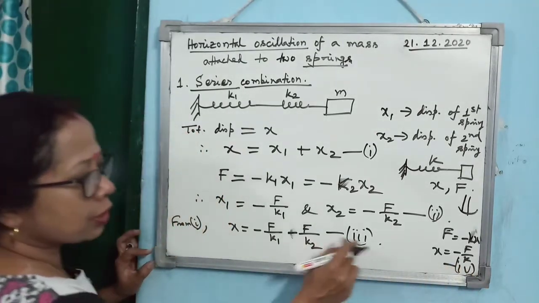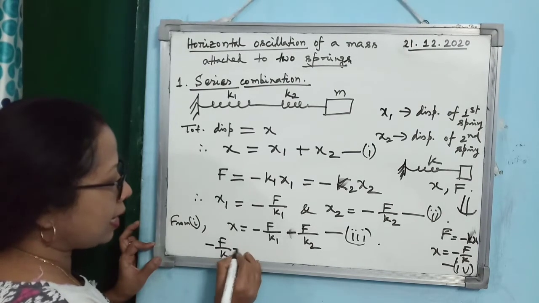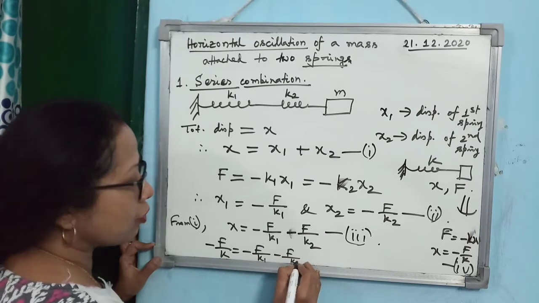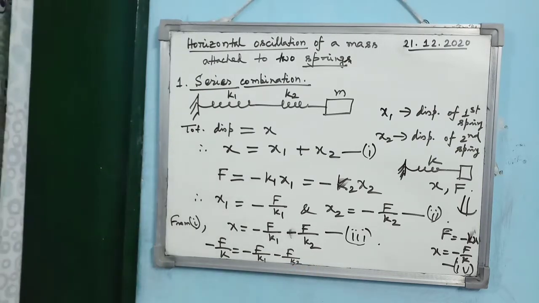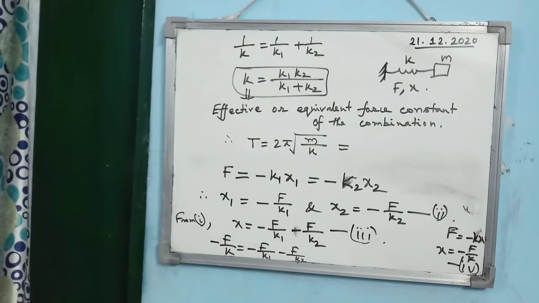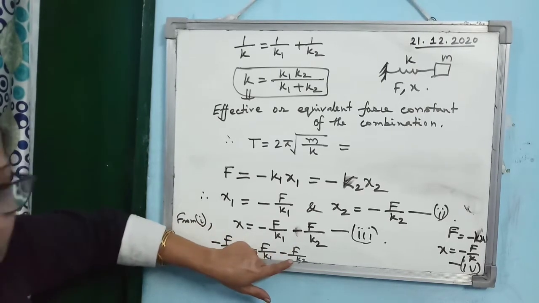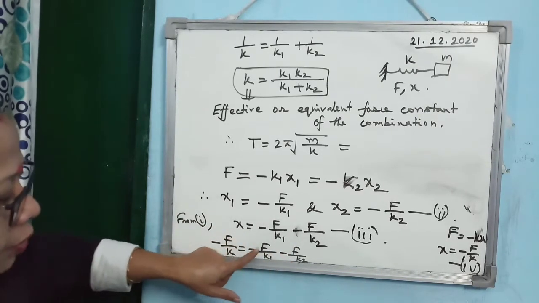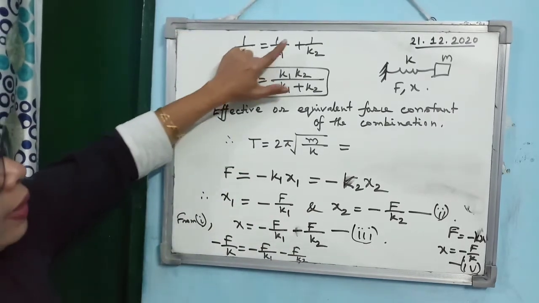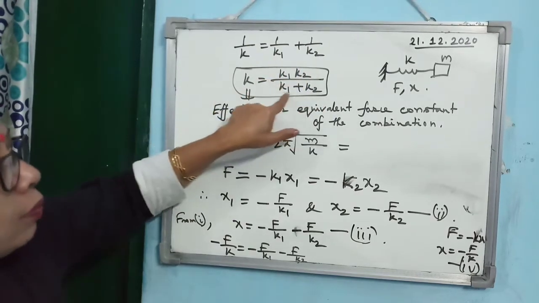If you substitute equation 4 in 3, what can you write? Minus F by k is equal to minus F by k1 minus F by k2. So from this step, minus F by k equal to minus F by k1 minus F by k2. Minus F you can cancel from both sides. What are you getting? 1 by k equal to 1 by k1 plus 1 by k2. It means k will be k1 k2 by k1 plus k2.